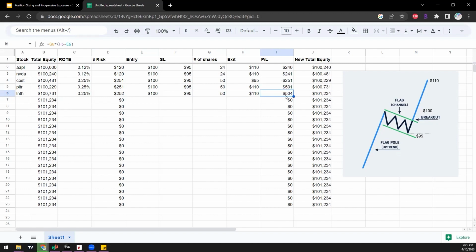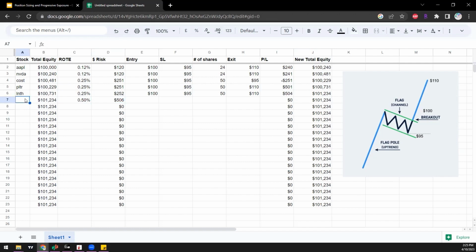That means I've made another $500 on this trade, and my new equity is now $100,000, $101,000, basically. So because I've now had 2 trades at 0.25% that have worked and made me profits, on my next trade, I'm allowed to risk 0.5%.